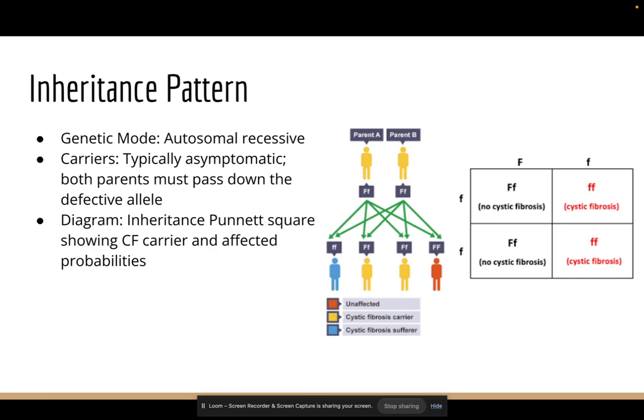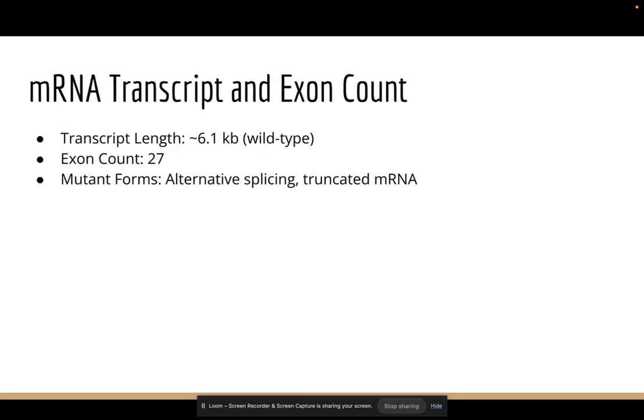CF is inherited in an autosomal recessive manner, which means a person must inherit 2 defective copies, one from each parent, to develop the disease. Carriers usually have no symptoms. This Punnett square visualizes inheritance. When both parents are carriers, each child has a 25% chance of having CF, 50% chance of being a carrier, and 25% chance of being unaffected.